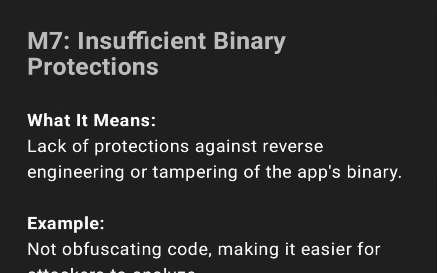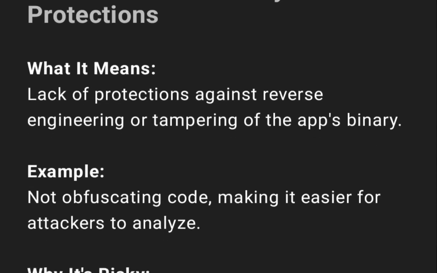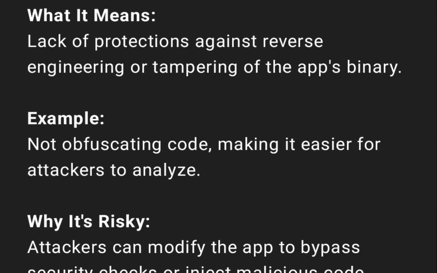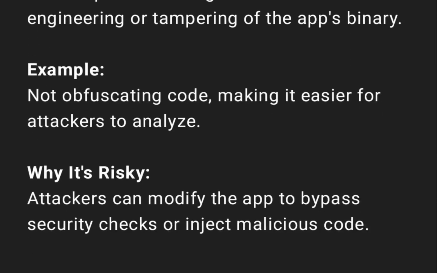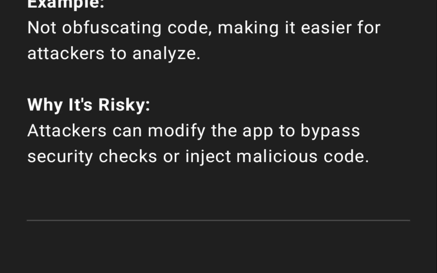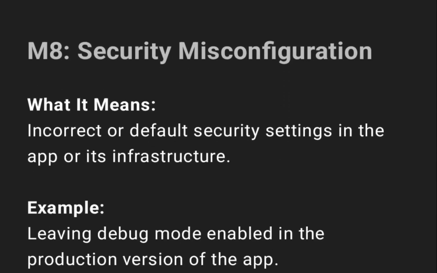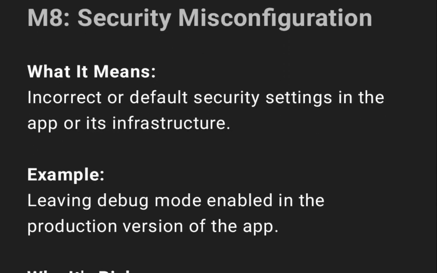And the seventh risk is insufficient binary protection. What exactly it is, is a lack of protection against reverse engineering or tampering of an application's binary. And the example is not obfuscating the code, making it easier for attackers to analyze your code. And why it is risky is, attackers can modify the applications to bypass security checks or inject malicious code. And the eighth risk is security misconfiguration.